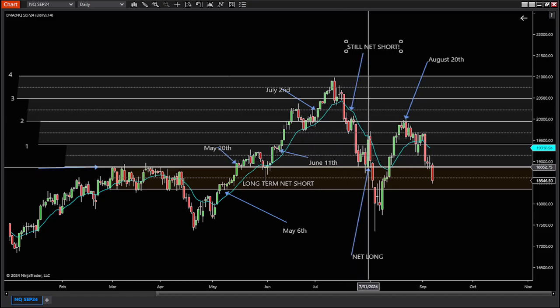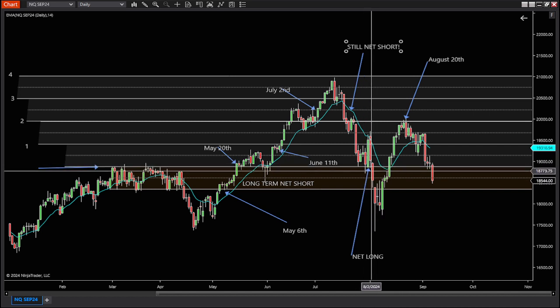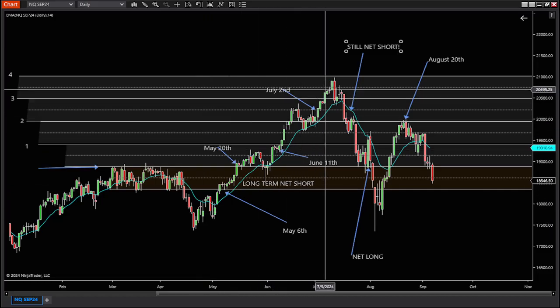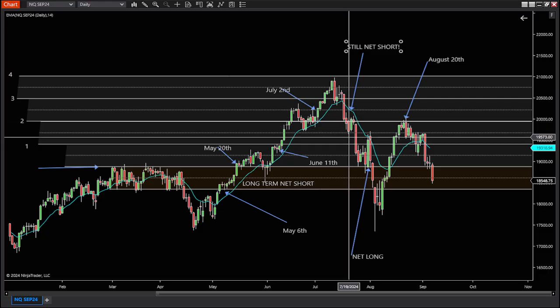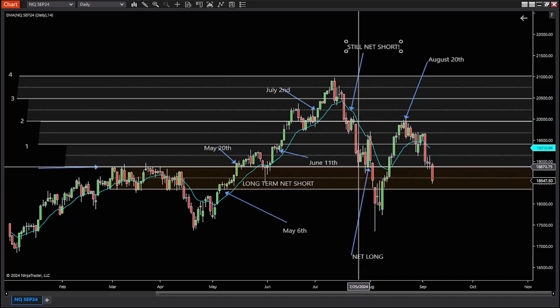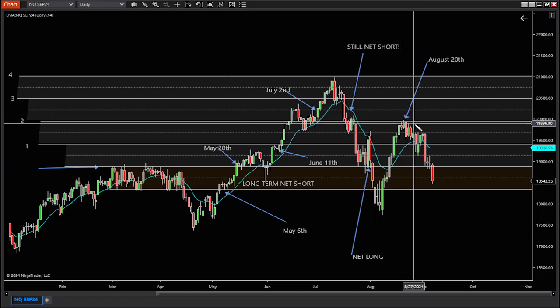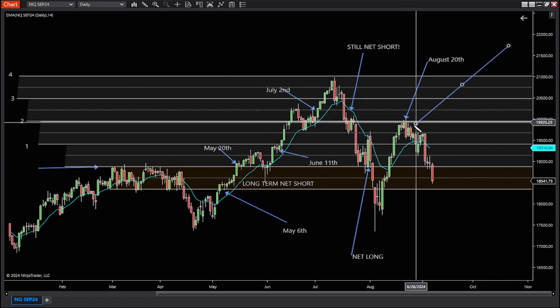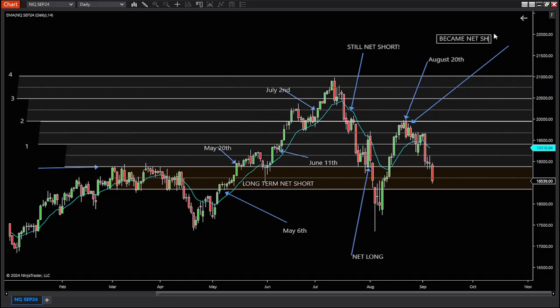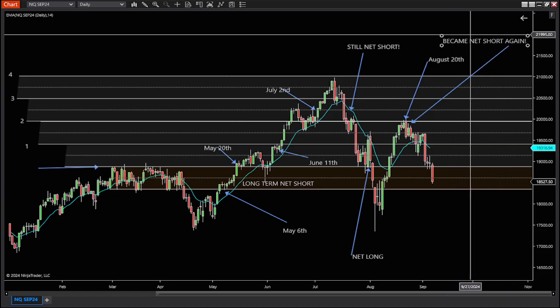Price moved lower. Right here, they became net long, which means they started to cover their shorts even more. This is where they covered their shorts. They were net short all the way up. They're still short. Boom, they covered their shorts. They became net long. Where did they flip and become short again? They became short again in this area. This is where they became net short again.